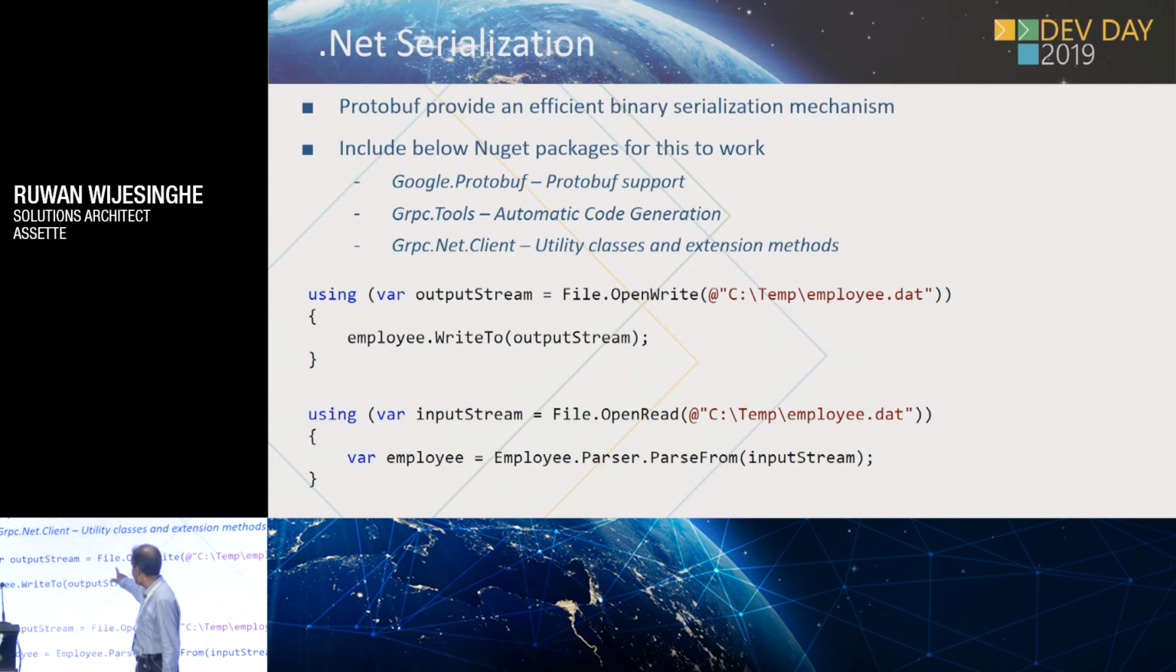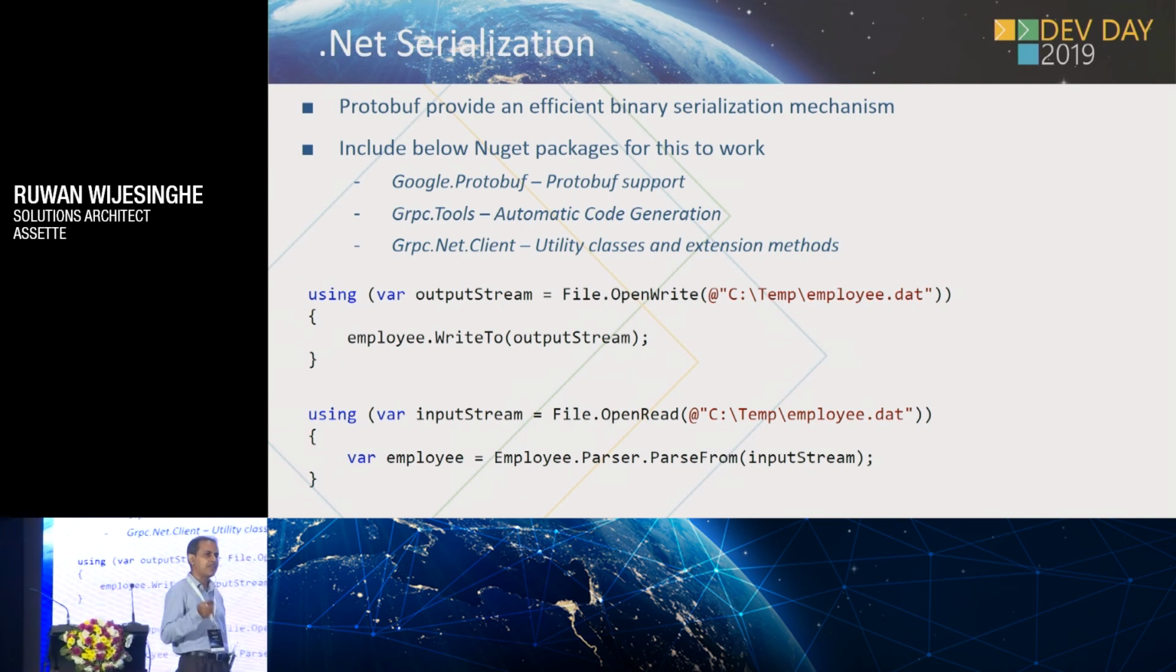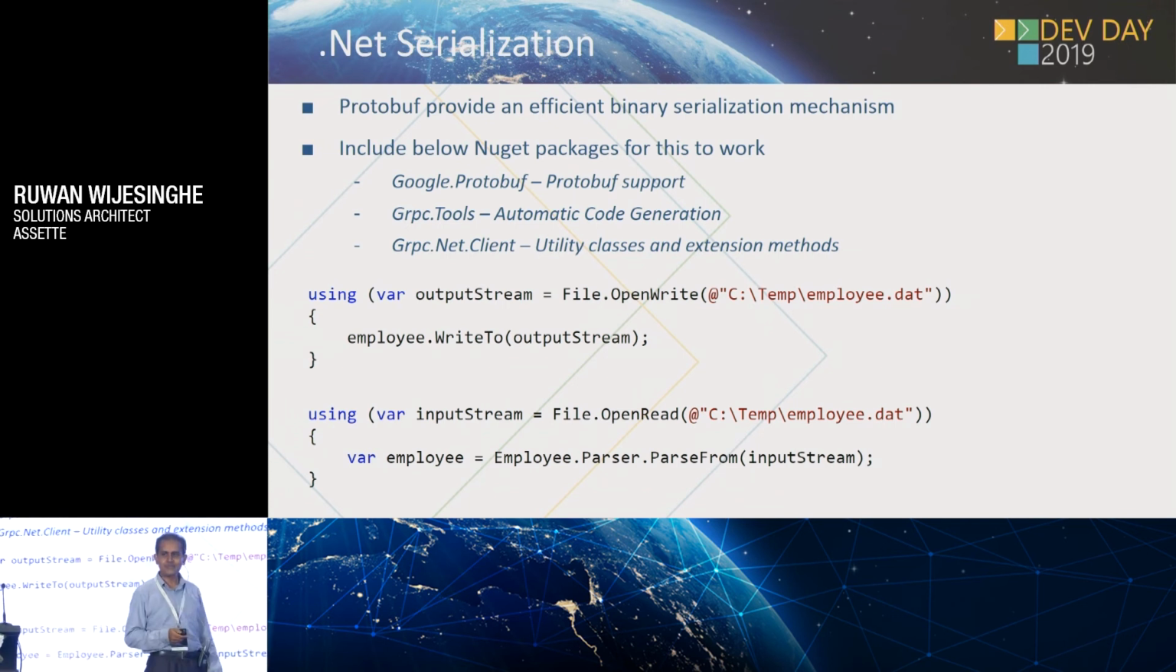Once you have these NuGet packages, you can serialize. When you have this and the previously shown protofile, it will automatically generate the employee class, and the write method and parse method are all auto-generated. But the implementations are in the other package, gRPC .NET client. So once you have it, you can serialize the data like that and deserialize it like that. You can compare; I should have shown you, it is about 10 times smaller than equivalent JSON. You can just try it out and see.